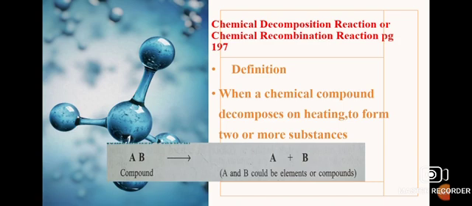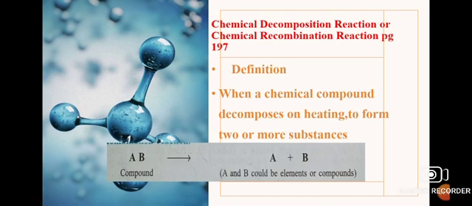Page number 197. Okay. Definition. First we can see the definition. When a chemical compound decomposes on heating to form two or more substances, means you look at this picture, compound AB. AB is a compound.